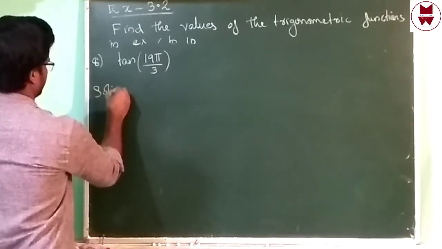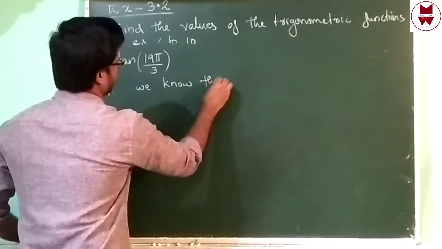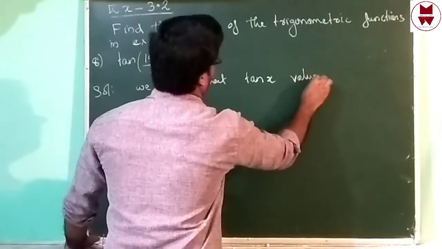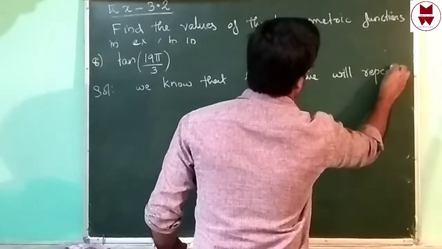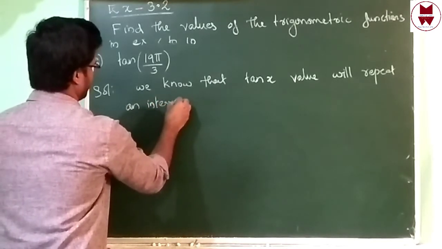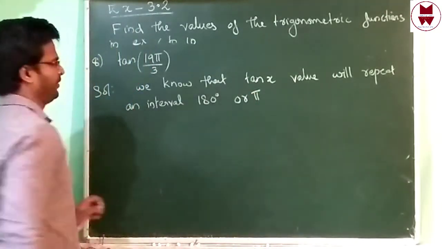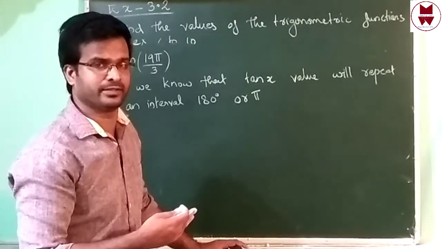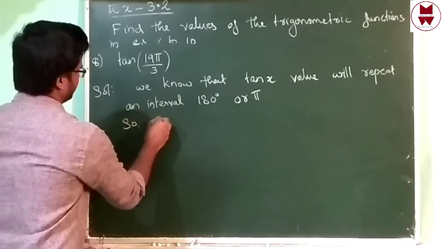Number 8, tan 19 pi divided by 3. We can do this. We know that the tan x value will repeat in an interval of 180 degree, that means pi. After pi, the tan value will repeat. Tan and cot repeat after pi, isn't it?